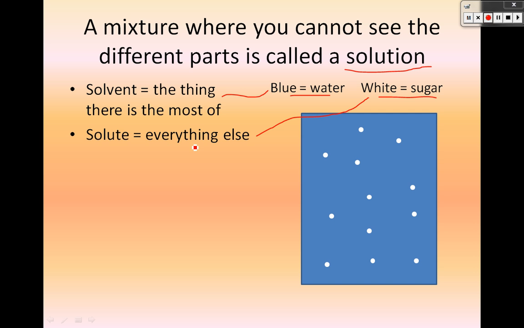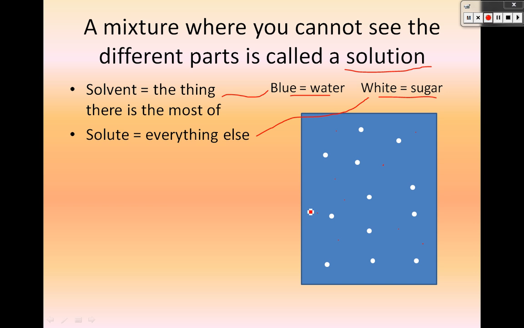And you can actually have more than one solute. Let me put some little red dots in here. Let's say this is now some salt that I've dissolved. Then I would have two solutes. I would have sugar and salt. But I only have one solvent because there's only the most of one thing.